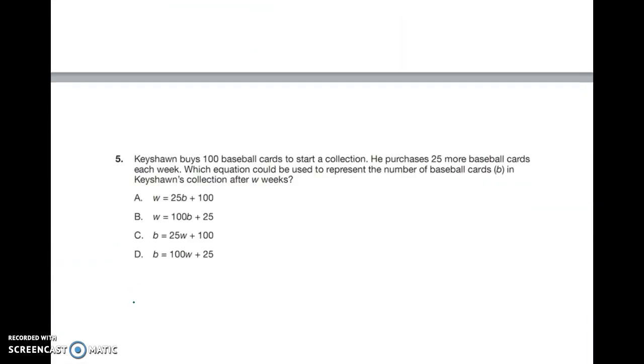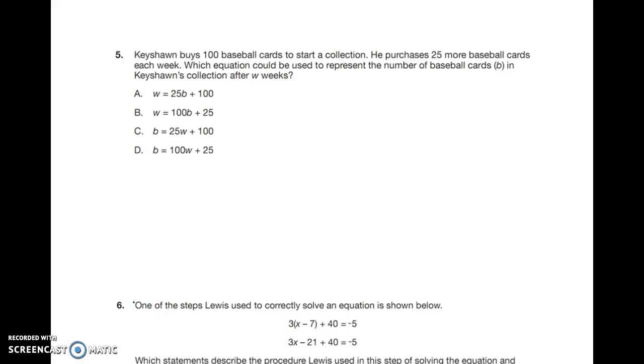Okay. Number 5 here. Notice I'm skipping around a little bit. We'll get to some of these questions later on. Keyshawn buys 100 baseball cards to start a collection. He purchases 25 more baseball cards each week. Which equation could be used to represent the number of baseball cards B in Keyshawn's collection after W weeks?